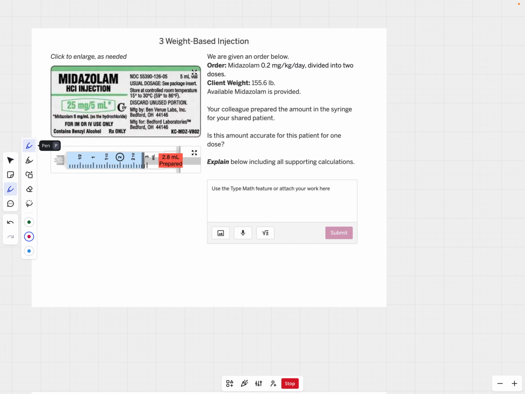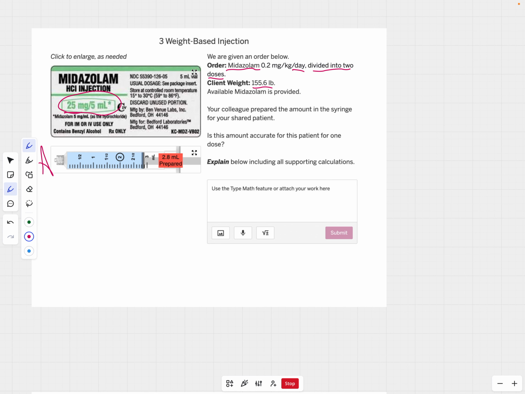Okay, so we're looking at another dosage calculation. Specifically, we are given an order of this drug, midazolam, 0.2 milligrams per kilogram per day. It's a per day dose or per day order, and then we're going to divide that into 2 doses. Also given the client's weight and the strength of the medication.